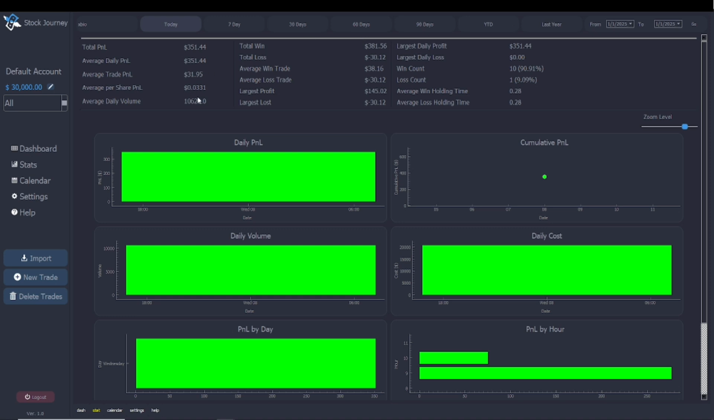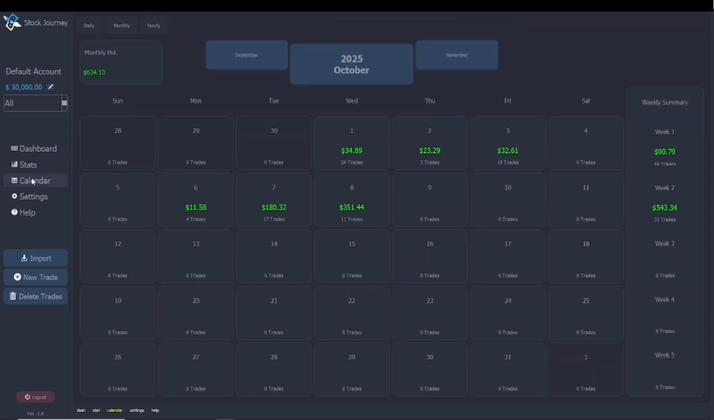So yeah, made 351.44 today. So I'm looking forward to tomorrow as well. I'm going very slow, as you can see. These numbers are very low, but I want to have a complete green month, so that's the target. Well, let's see if I can do it.